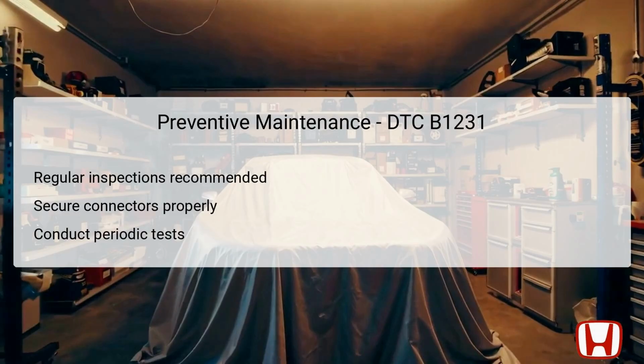Ensuring that connectors are secured properly is equally important, as loose connections can lead to intermittent failures that are difficult to diagnose. Additionally, conducting periodic tests of the climate control system, especially before peak seasons, can help maintain performance levels and identify any issues early on. These preventive checks can save time and money in the long run by addressing issues before they become more significant.